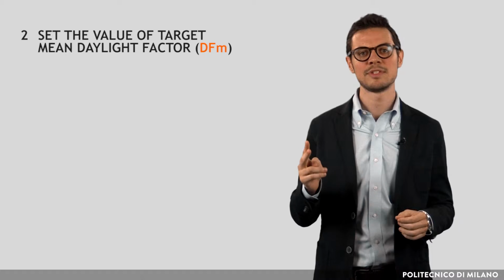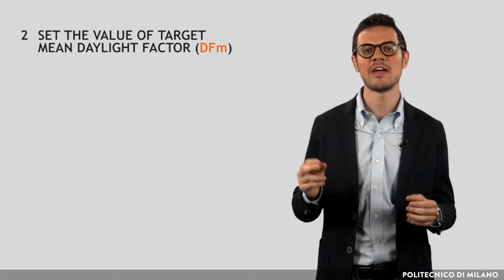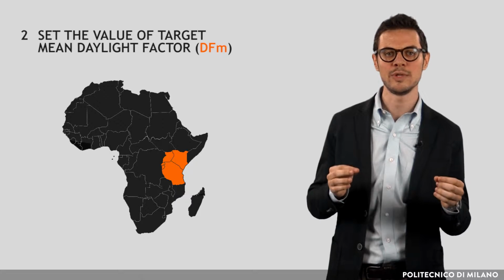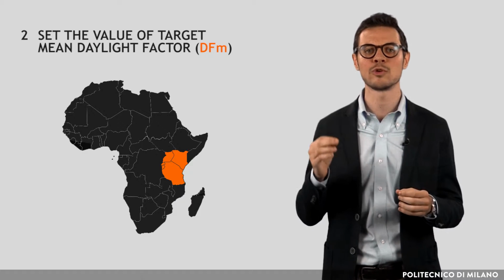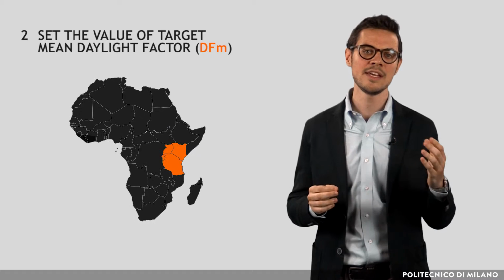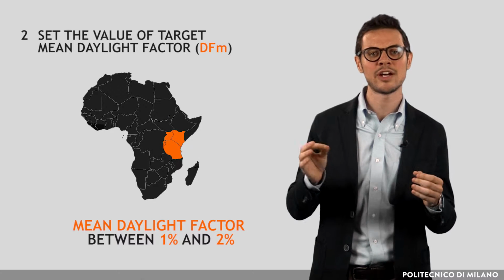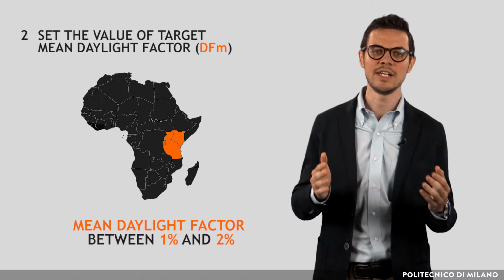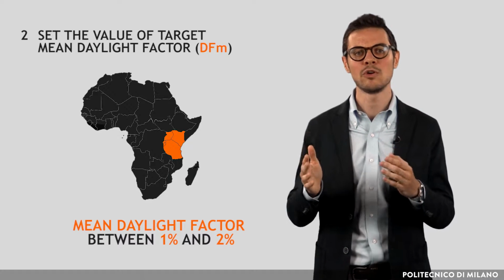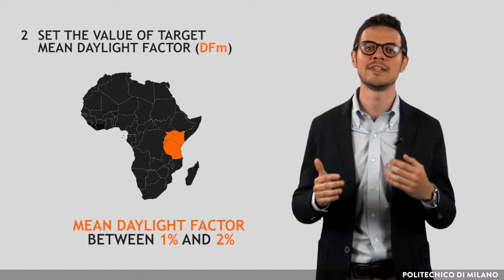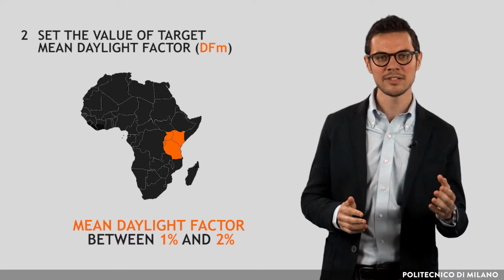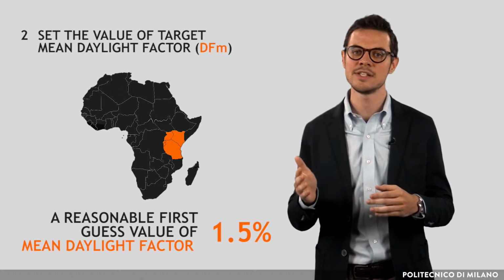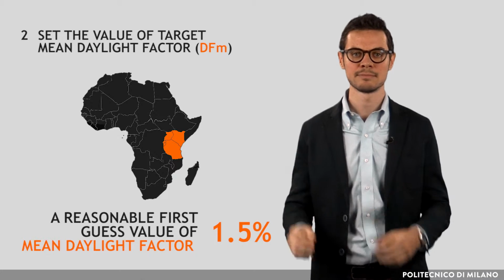In the second step, the target mean daylight factor has to be set. According to the outdoor average illumination levels in East African Community countries on cloudy days, a space with a mean daylight factor between 1% and 2% can be considered well lit and requires little or no additional lighting during daytime. In this respect, a reasonable first guess value of mean daylight factor is 1.5%.